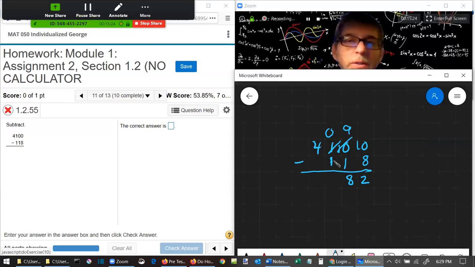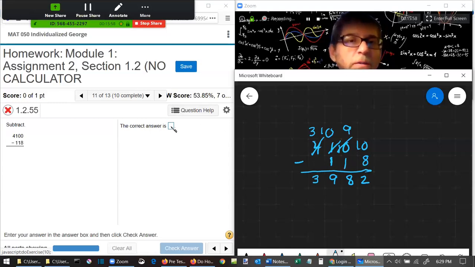0 minus 1, cannot do that. So we have to borrow from the next digit to the left. Slash the 4 out, it becomes a 3. The one that we borrowed from here comes next door and makes this a 10. So this is now a 10. 10 minus 1 is 9. 3 minus nothing is still 3. So the answer looks like it is 3,982.